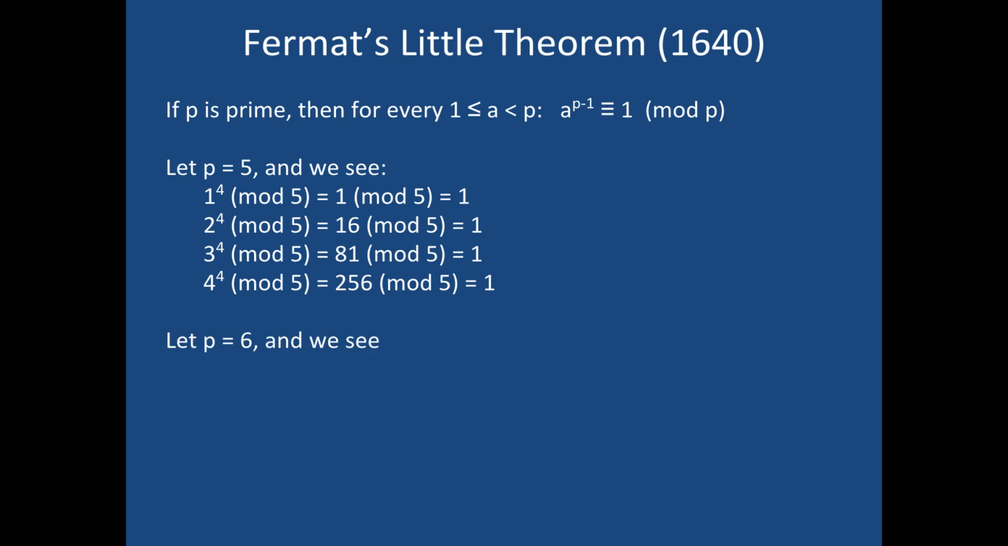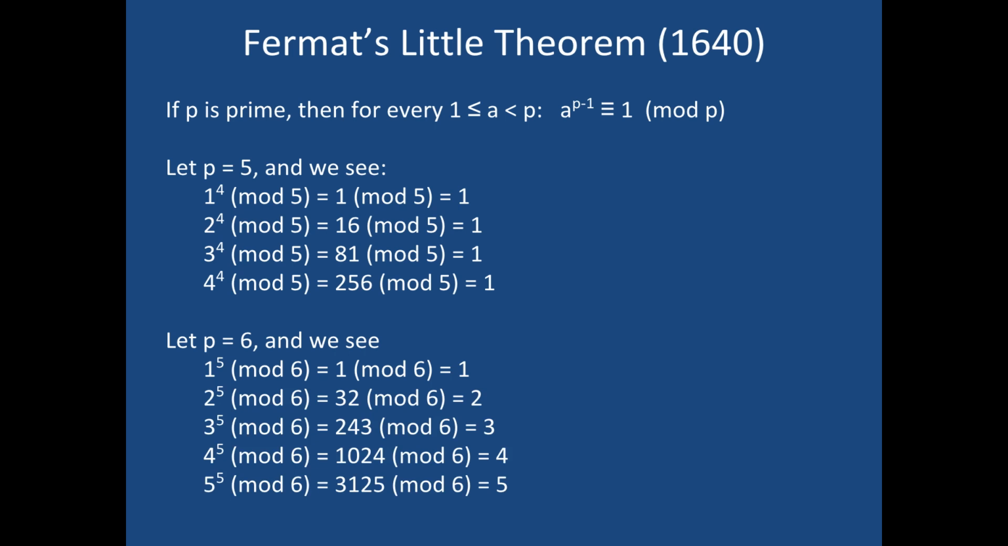All right, let's let p be 6. 6 isn't prime, but you can still play the game. Okay? 1 to the 5th mod 6 gives you 1. 2 to the 5th mod 6 gives you 2. 3 to the 5th, 4 to the 5th, 5 to the 5th. So it always works for prime numbers. Problem is it sometimes works for composite numbers.